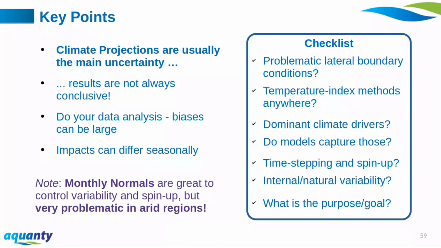What do you need to do for spin up? Do you want to run a continuous simulation or a time slice approach? For a time slice approach, spin up is really critical. How are you controlling natural variability? So this goes back to what we talked about at the beginning. Monthly normals, over a long period, control natural variability very well. But depending on what your purpose or goal is, if you're interested in variability or if you're in a very arid region, this monthly normal approach may not work for you. So you may have to come up with something else.